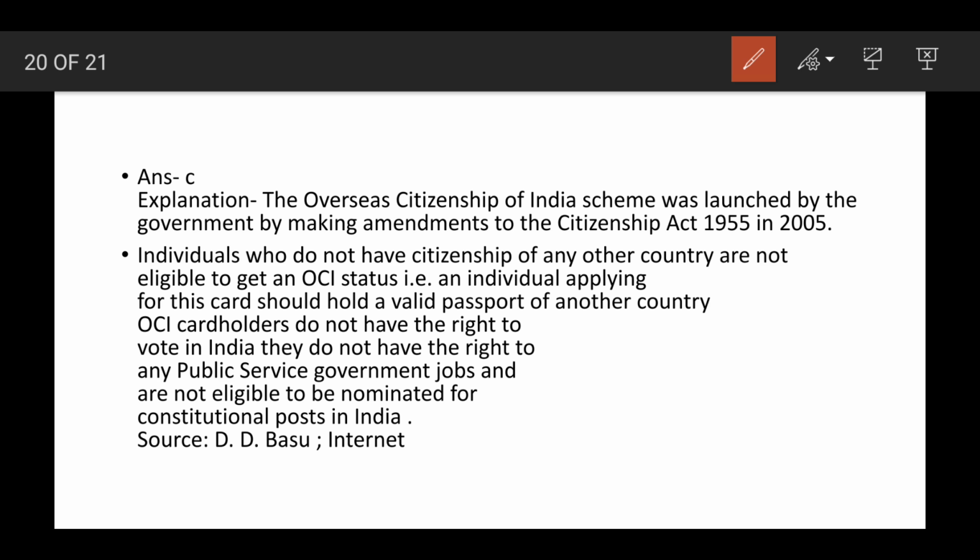In the correct explanation of the OCI card, the Overseas Citizenship of India scheme was launched by the Government of India by making an amendment to the Citizenship Act 1955, and it was launched in 2005. Individuals who do not have citizenship of any other country are not eligible for OCI status, which is correct. An individual applying for this card should have a valid passport of another country. OCI card holders do not have any right to vote in India, are not entitled to any public service or government job, and are also not eligible to be nominated for constitutional posts in India.